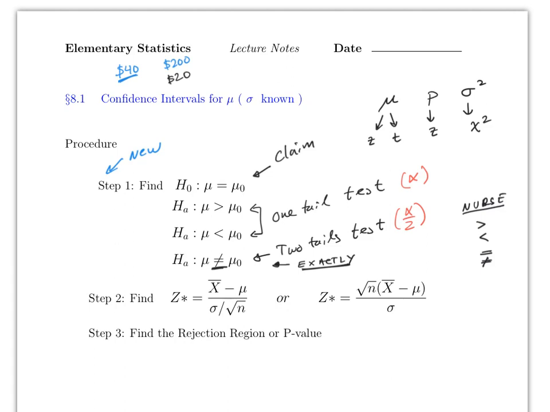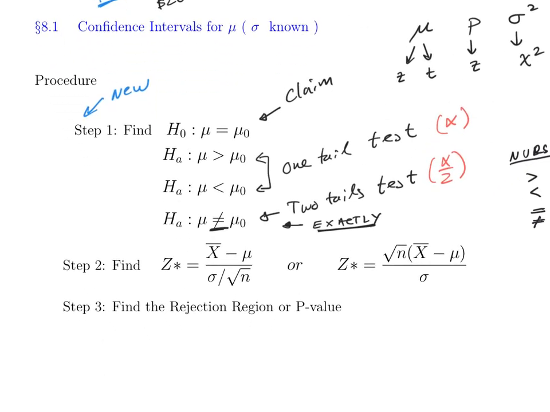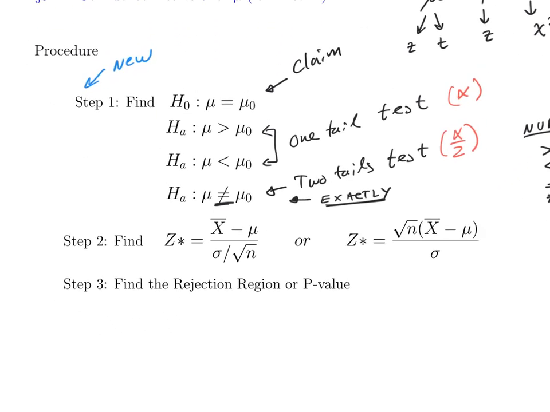All right, once you figure out step 1, which is the part that is new, then you can go to the other steps. But you have to be sure that step 1 is correct. Otherwise, you're going to do the wrong thing after that. Now, once you do that, step 2 is going to be to find C star. This is actually called the test statistic.